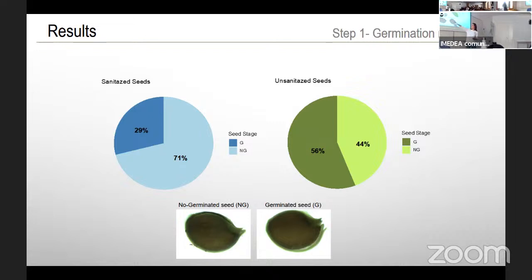Well, first of all, here you have what I mean when I'm talking about germinated seeds, which is not when the seed is just open, it's when we already consider the cotyledon. And here you can see how sanitized seeds have low germination rates compared to the unsanitized seeds.